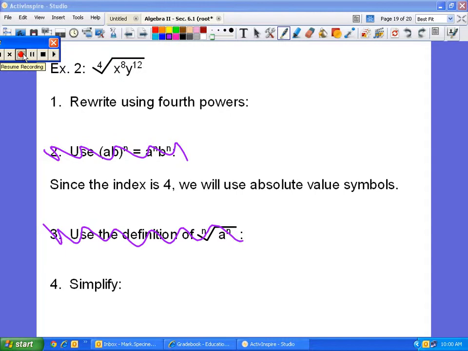I want the 4th root of this. So, how do we find x? Divide. So I get x to the what? I get x squared. Y to the 12th divided by 4. I get y to the 3rd.